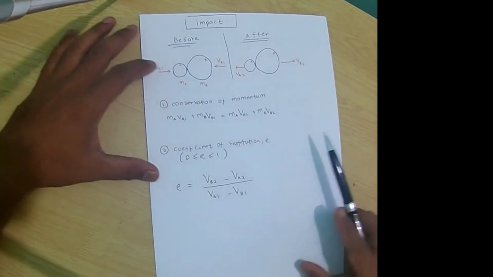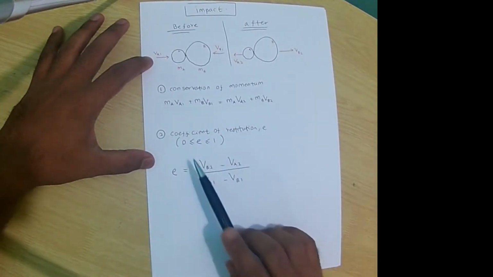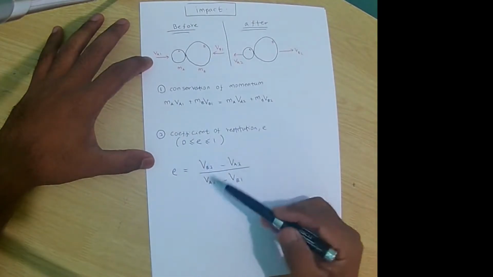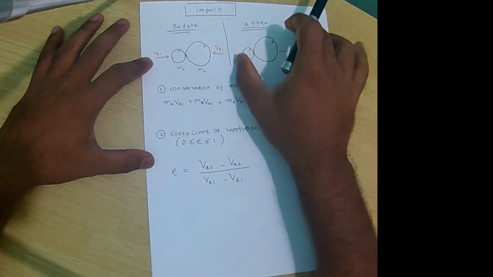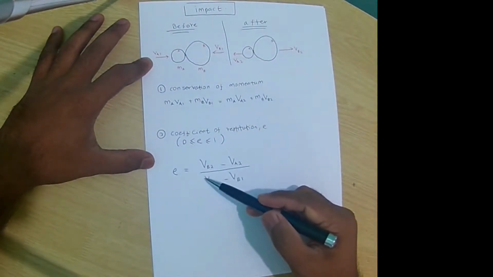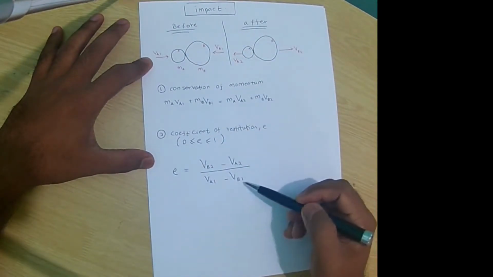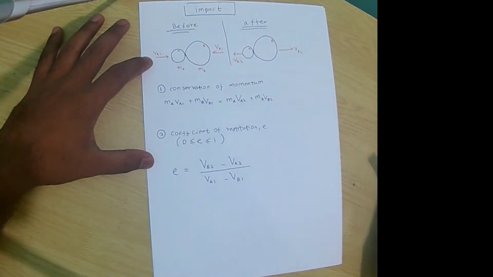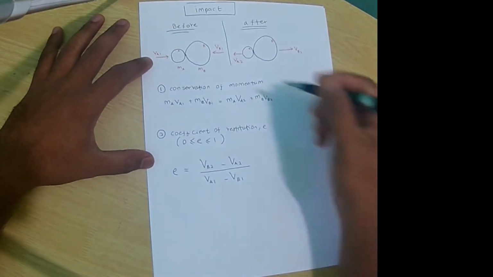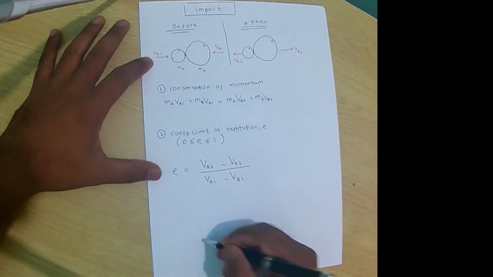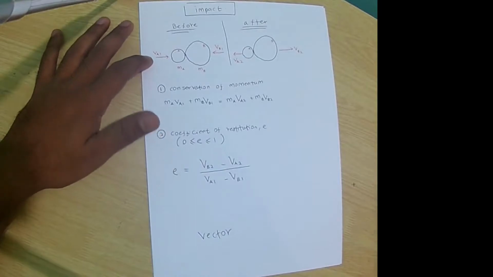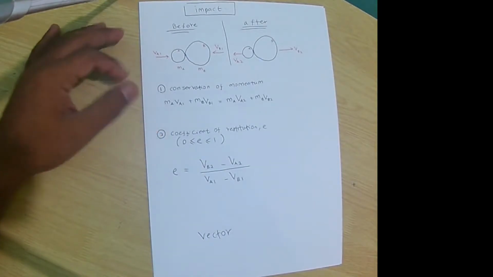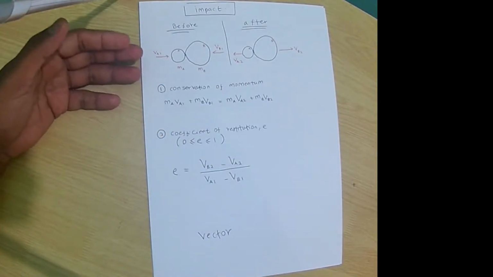The equation for the coefficient of restitution is E equal to VB2 minus VA2, meaning after impact, divided by before impact, VA1 minus VB1. All of this is a vector, so you have to take care of the direction also, not just the magnitude but also the direction.